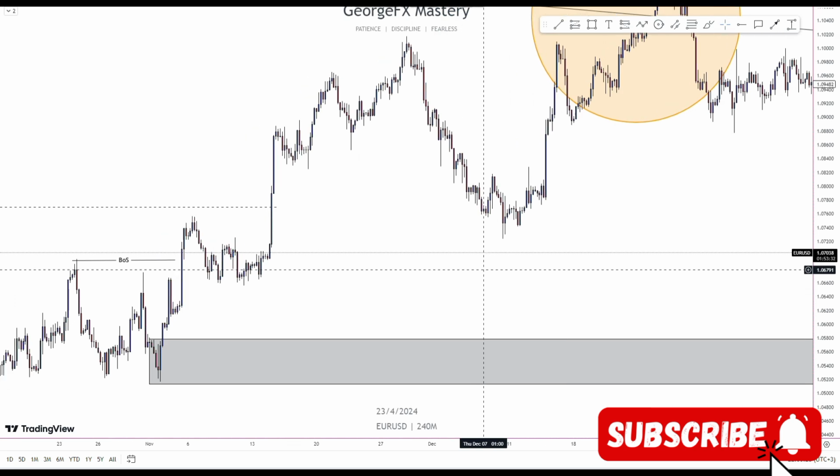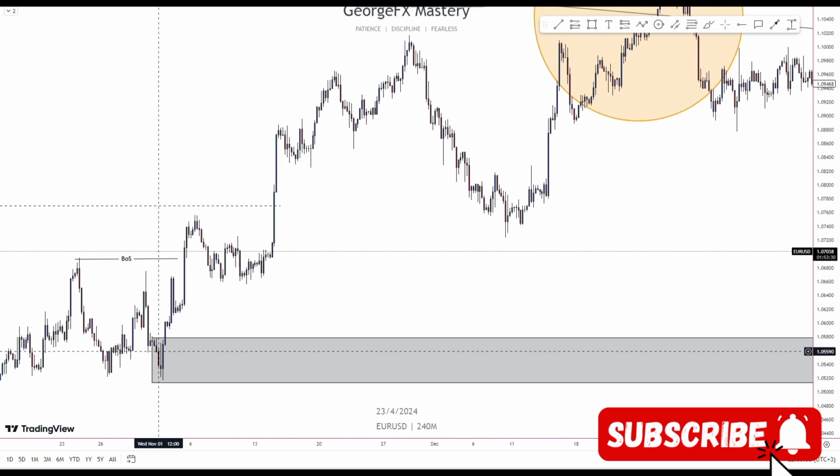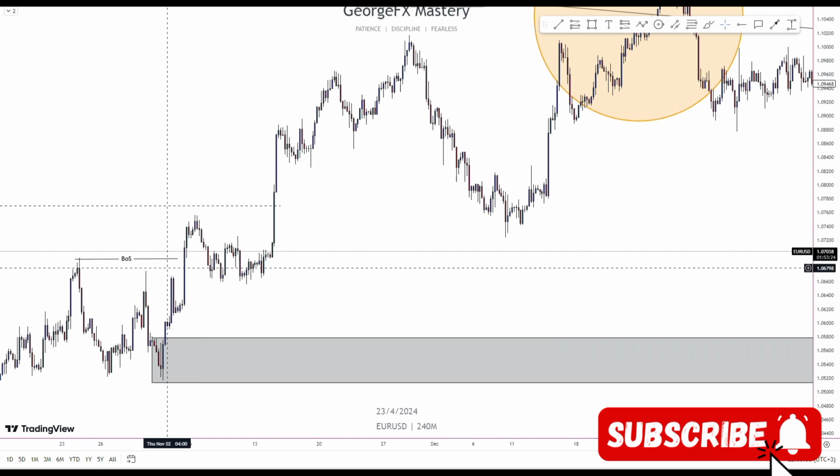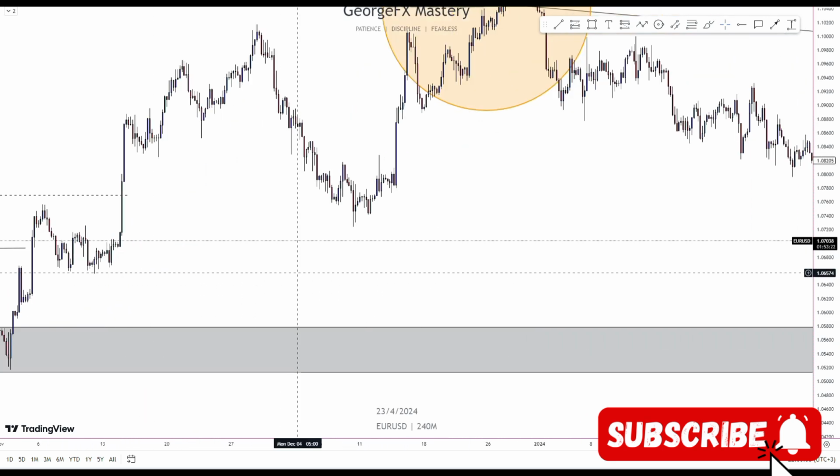There is a demand. You can see this bearish candlestick. It's a demand, of course. And then we have this, a very nice break of market structure. You can see the same structure on the daily time frame.